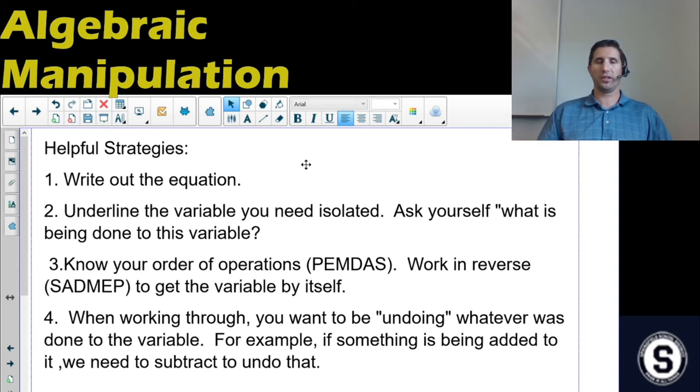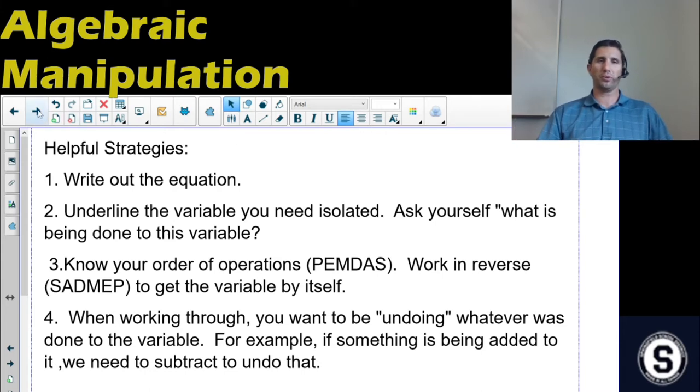Keep in mind when you're working through, what you're trying to be doing is undoing whatever was done to the variable. If something's being added to the variable, for example, we need to subtract in order to undo that. If something's being multiplied, we're going to need to divide in order to undo that. That's the way you want to approach and think about this.